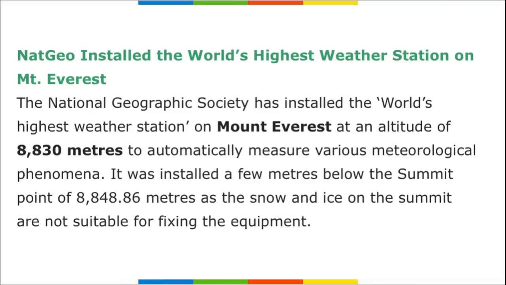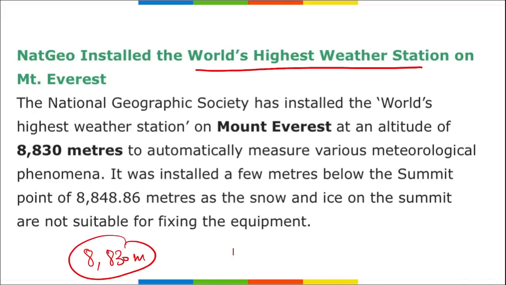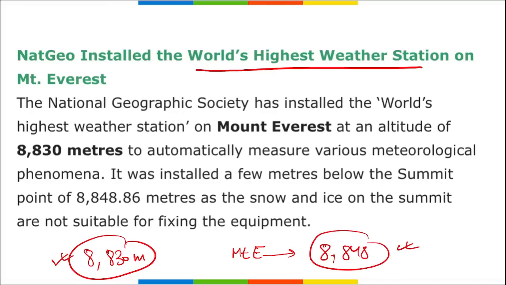Then remember, this world's highest weather station is at a height of 8,830 meters. And if we are talking about Mount Everest, it is at a height of 8,848. This is the height of Mount Everest, and this world's highest weather station has been set up at 8,830 meters. The National Geographic Society team that was led by climate scientist Baker Perry.